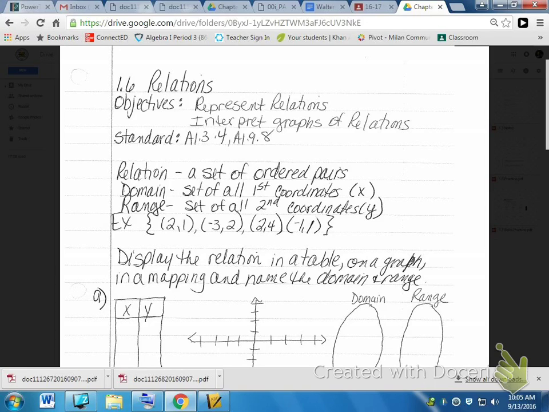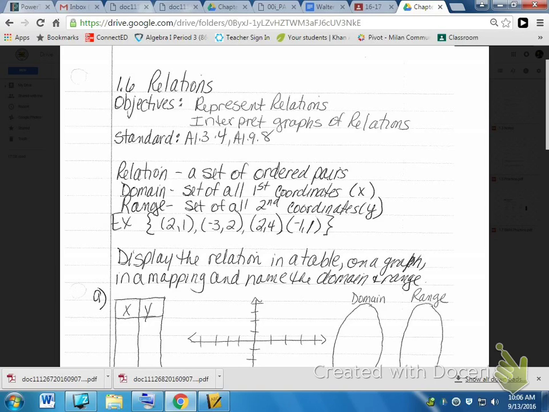Anytime that you deal with an equation, it's y equals, but it always depends on that x. So the set of x's are the domain. They're kind of the dominant ones. Domain are the x's, y's the range.